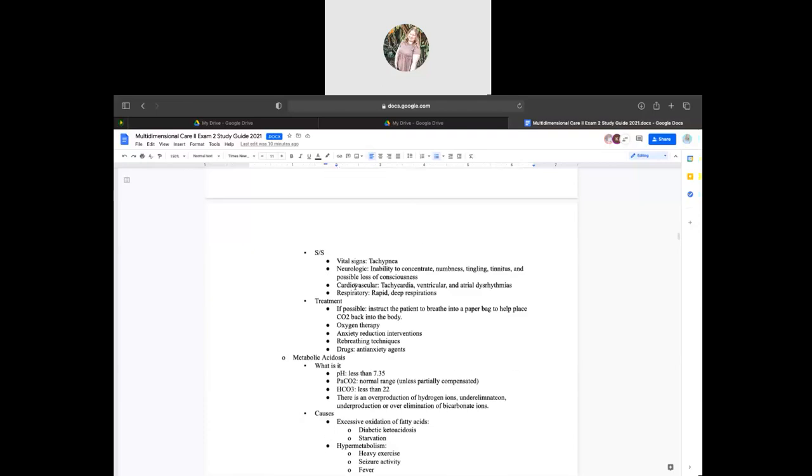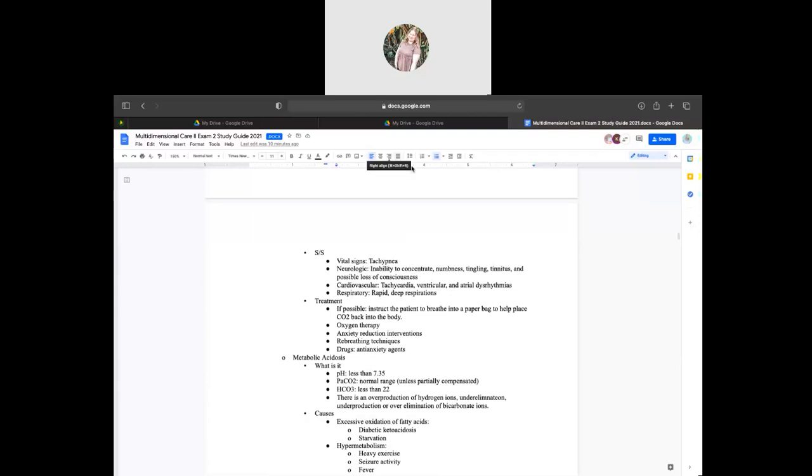Some signs and symptoms, you're going to have tachypnea, so breathing really fast. You're going to have an inability to concentrate. You're going to have maybe numbness, tingling, tinnitus, possible loss of consciousness. You're going to have tachycardia. You may have some dysrhythmias and rapid, deep respirations with the respiratory system because the patient is breathing too fast and they're releasing too much CO2.